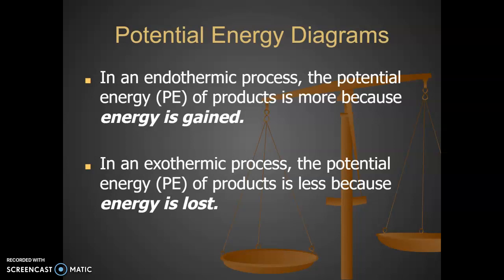In an endothermic process, the potential energy of products is more because energy is gained. So basically energy has to be put into the system in order to break bonds. In an exothermic process, the potential energy of products is less because the energy is lost. So the change in energy is going to be less in an exothermic. The energy is released, and this is when the bonds are being formed.